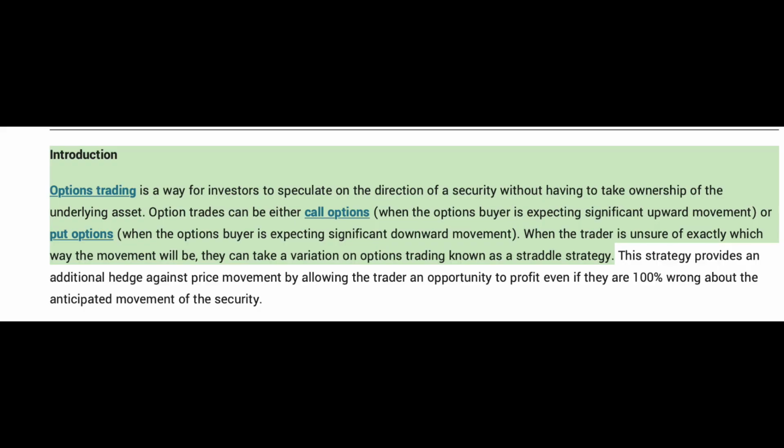Either way, what actually is an option, or what actually is an options trade? What are options? According to marketbeat.com, and yes, we are using full-blown definitions here because I don't want to get anything wrong, an options trade is a way for investors to speculate on the direction of a security without having to take ownership of an underlying asset.